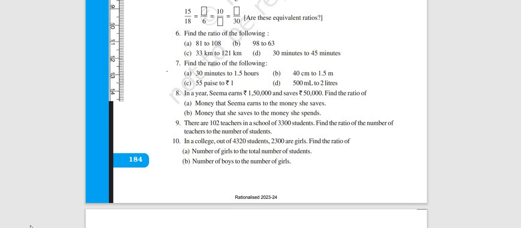Always, you can compare quantities only when they are in the same units. Then only you have to compare. So first, copy part A: 30 minutes to 1.5 hours. So either convert minutes into hours or hours into minutes. It is easy to convert into minutes.